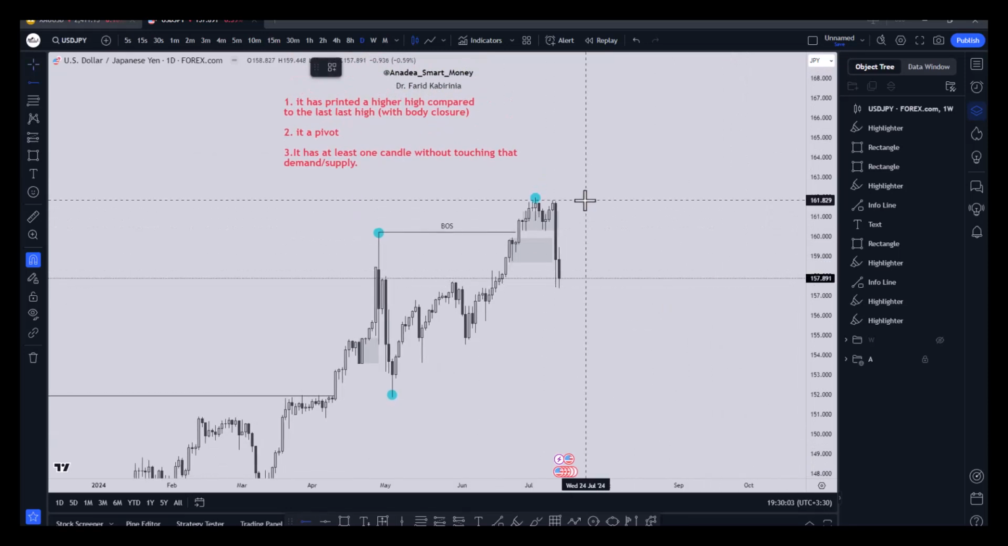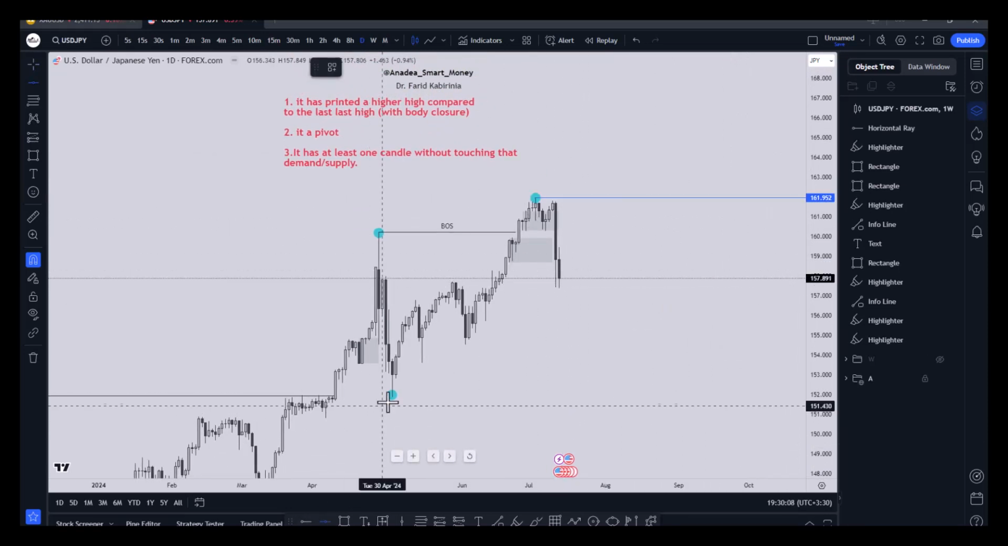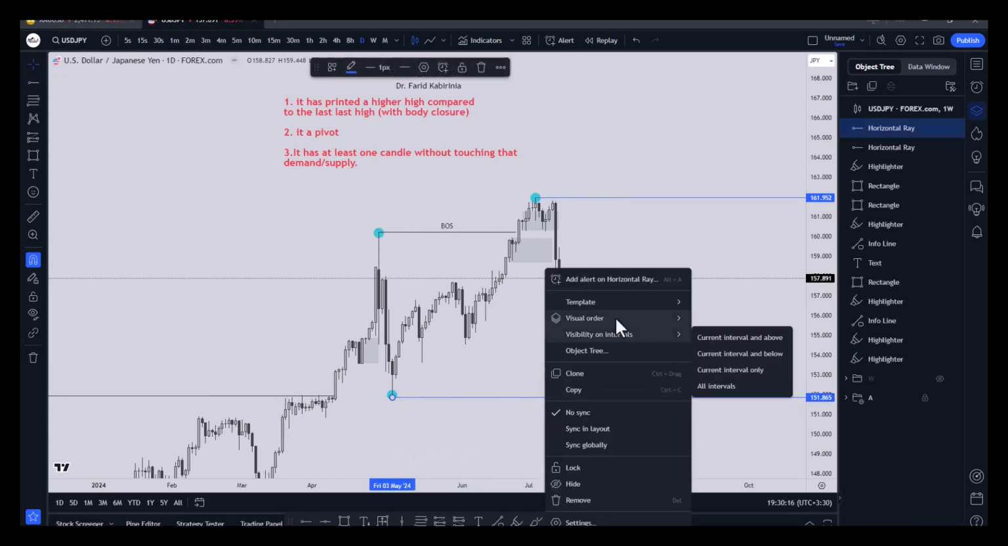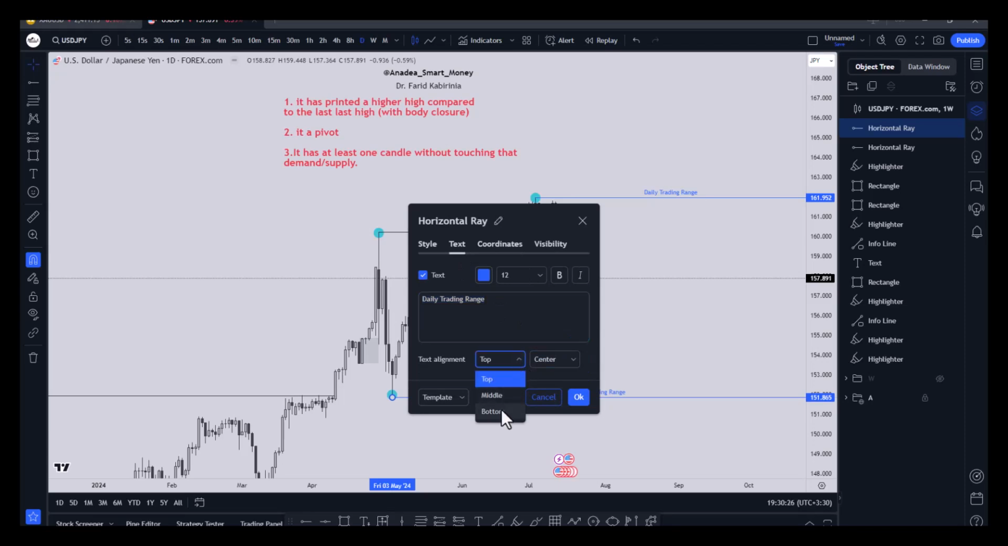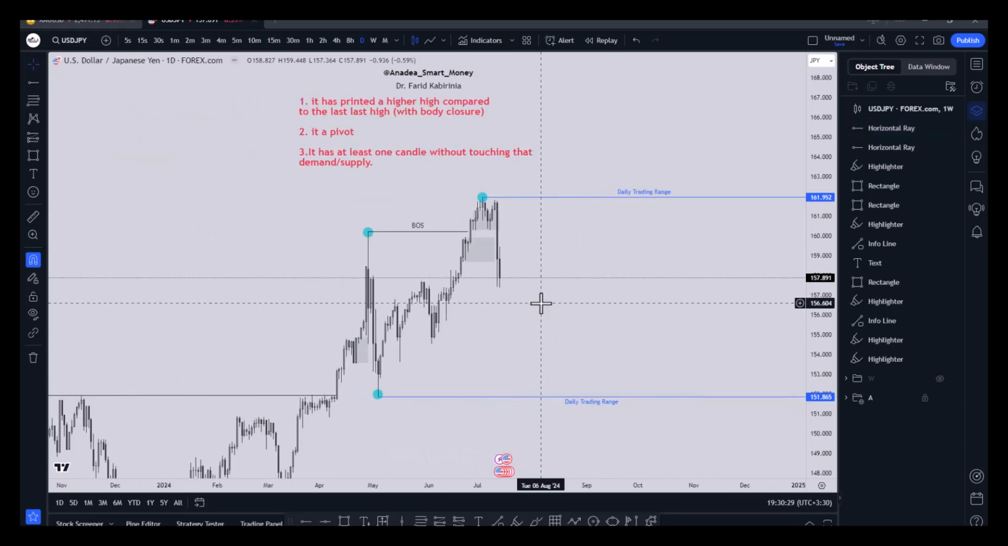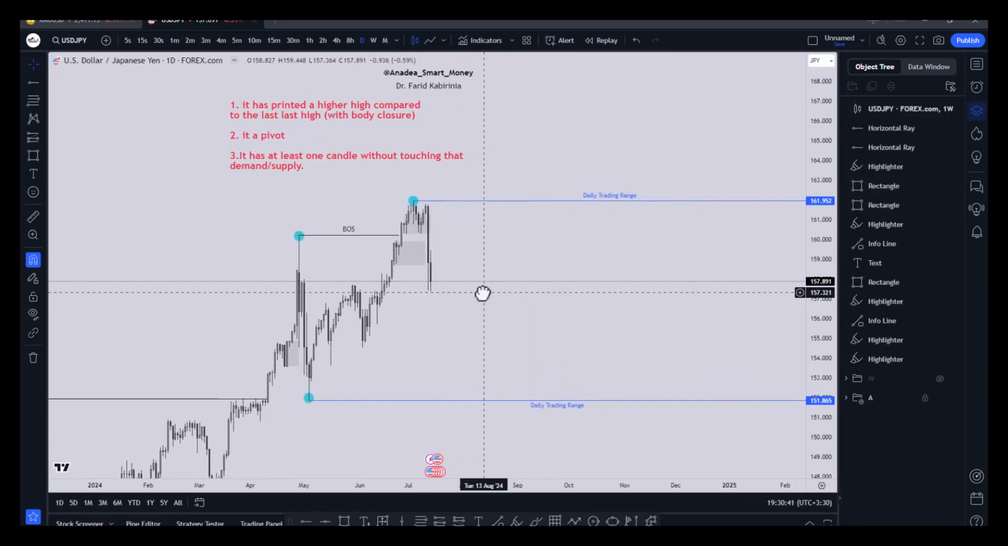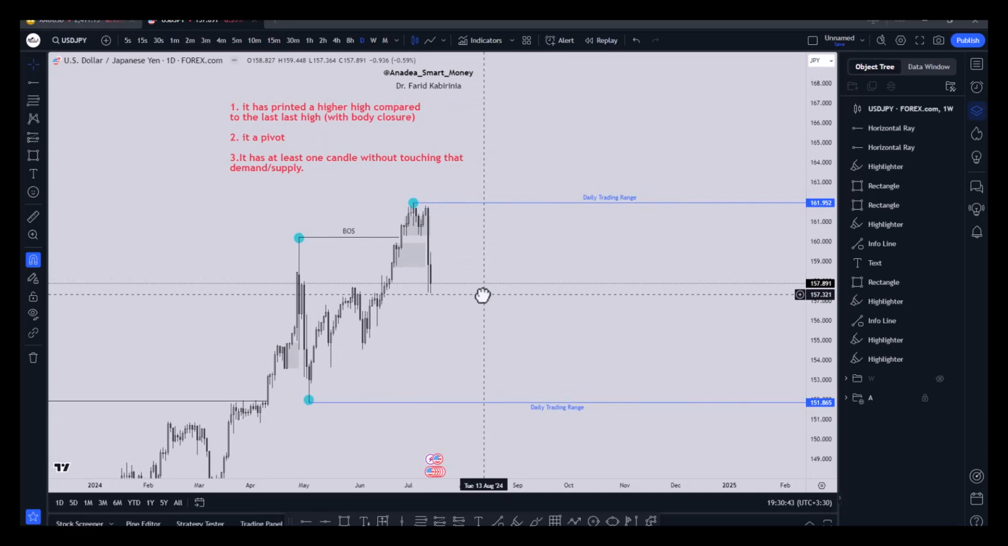So this is our daily range, excuse me, this was an error. So this is our daily range. Let's put the text to the bottom. So this is our daily range, and price is in pullback phase. Why? Because the swing high is determined and price has started to pull back. Where can we expect this pullback to end? When it hits a weekly demand zone, which I'll explain in later videos.